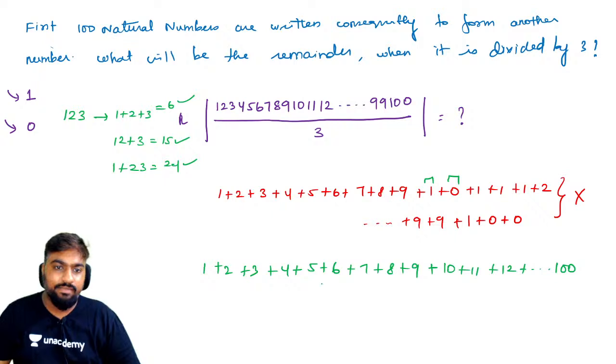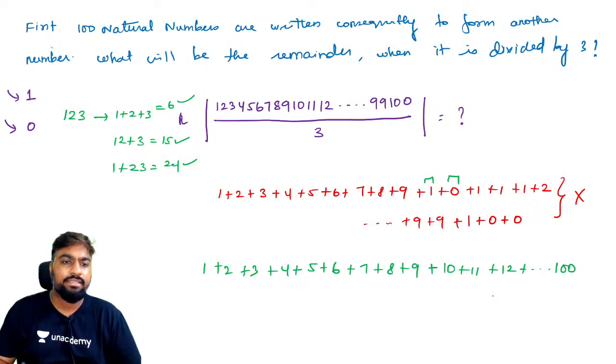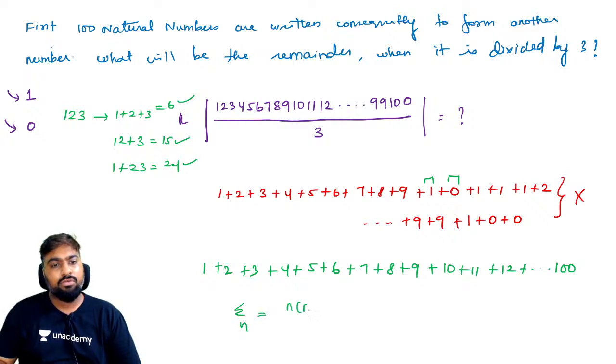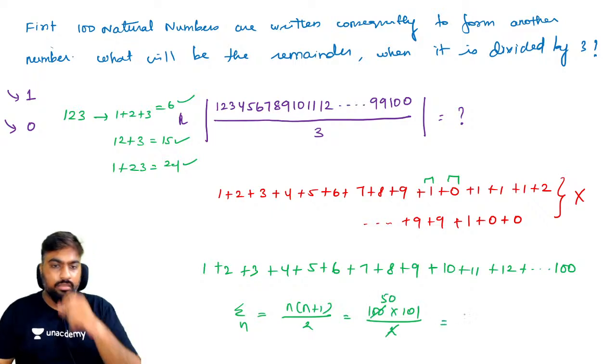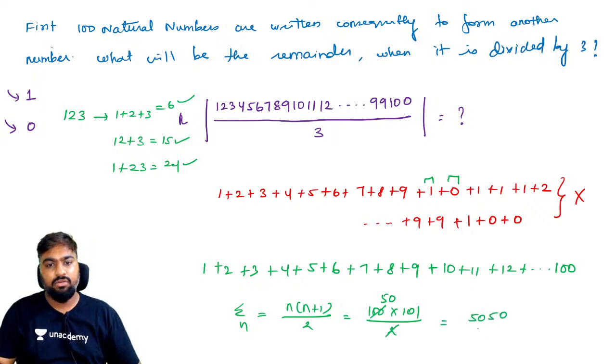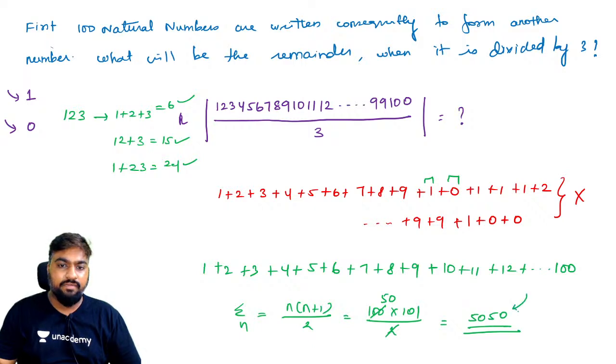So what is this? 1 till 100 is nothing but sum of n natural terms, right? What is sum of n natural terms? N into n plus 1 by 2, correct? That is what? 100 into 101 by 2. Yes, which is how much? This is 50. So this is 5050. Now the number is 5050.